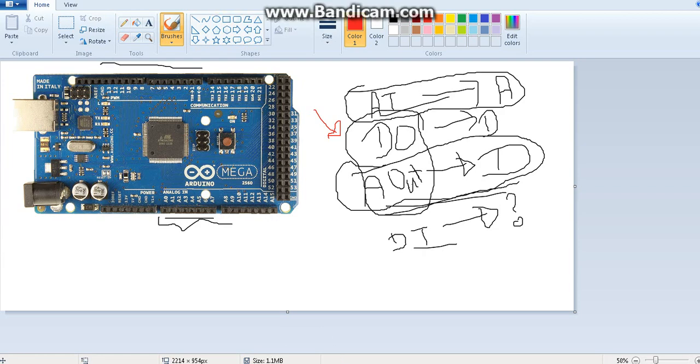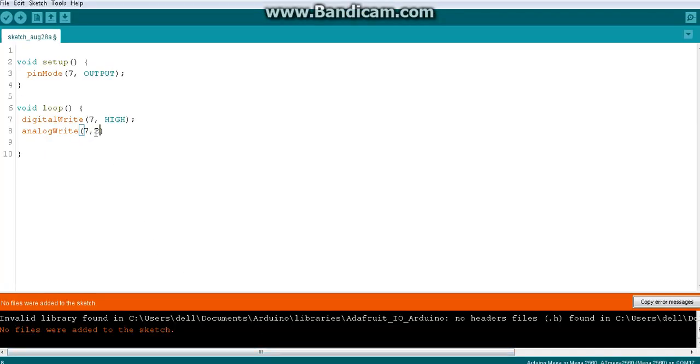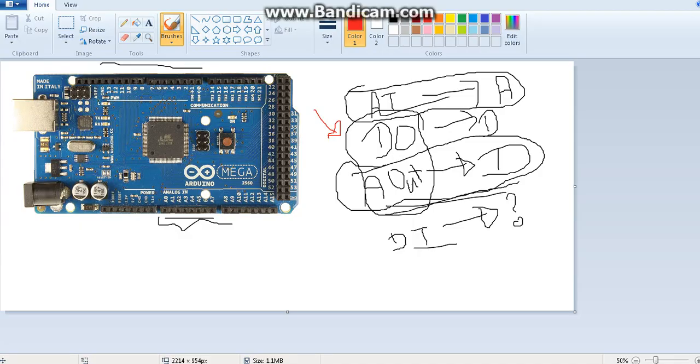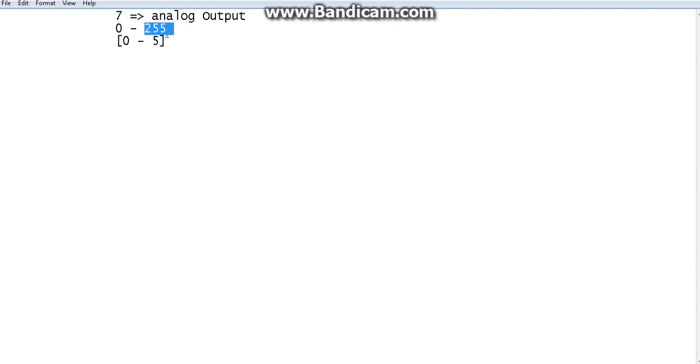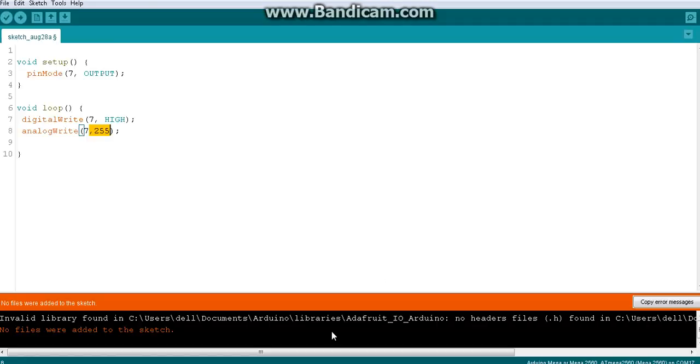So you can say 255 for the moment. That means you are giving the maximum value, right? Maximum limit. What is that? 255. That means you are giving 5 voltage. So when you are saying high also in the digital write, that is giving 5 voltage. So you are giving the same output that digital write is giving by saying 255. That means 5 voltage you are giving outside.